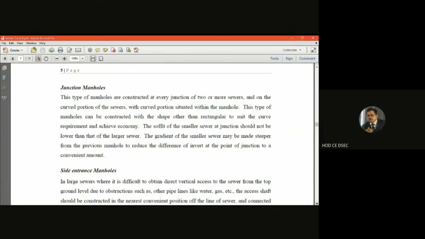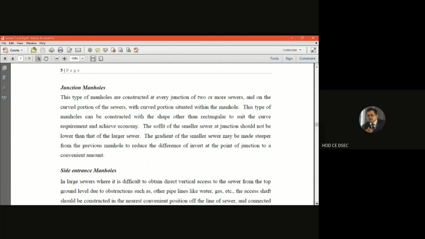The soffit of the smaller sewer at a junction should not be lower than the larger sewer. Definitely, if the soffit of the smaller sewer is lower than the larger sewer, then the water will not flow. So it is recommended to check that the soffit of the smaller sewer at the junction is not lower than the larger sewer. The larger sewer soffit should be higher than the smaller one.